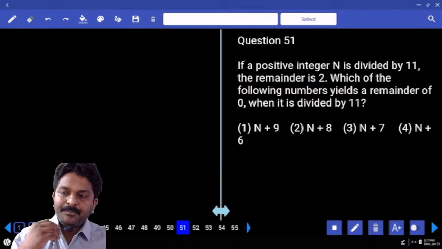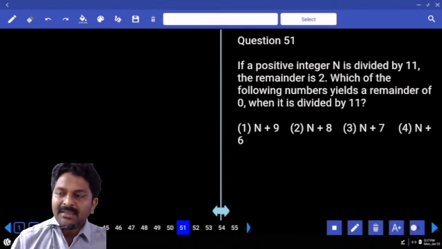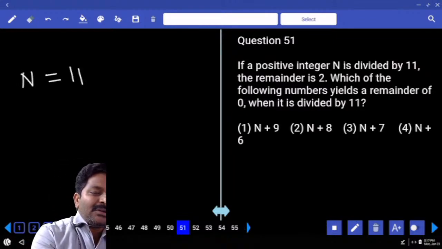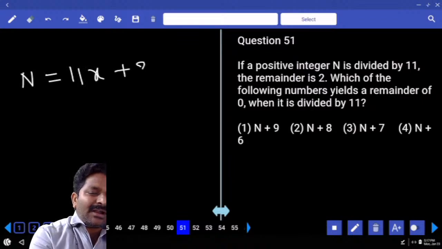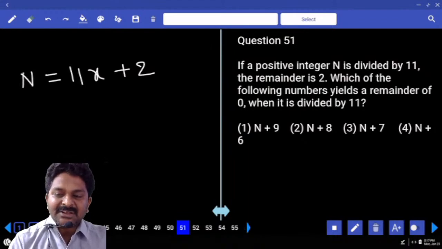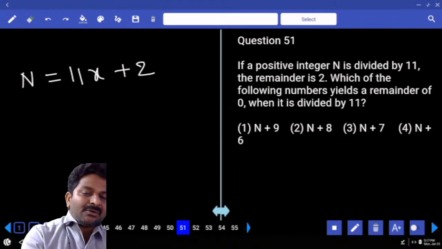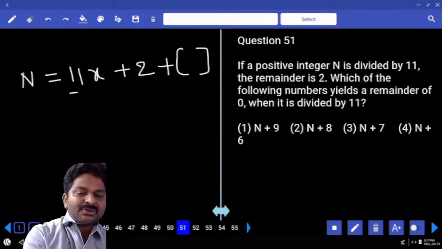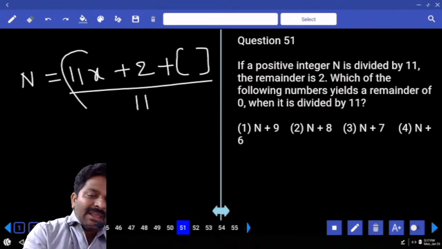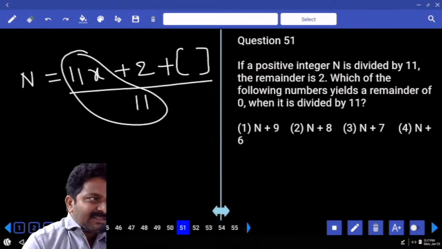51. If a positive integer n is divisible by 11, the remainder is 2. So can I say n is equal to 11 times some number plus remainder 2? Which of the following numbers yields a remainder 0 when it is divided by 11? So you need to add some number to it so that the entire number is divisible by 11. 11x is already exactly divisible by 11, so we will get 0 remainder.